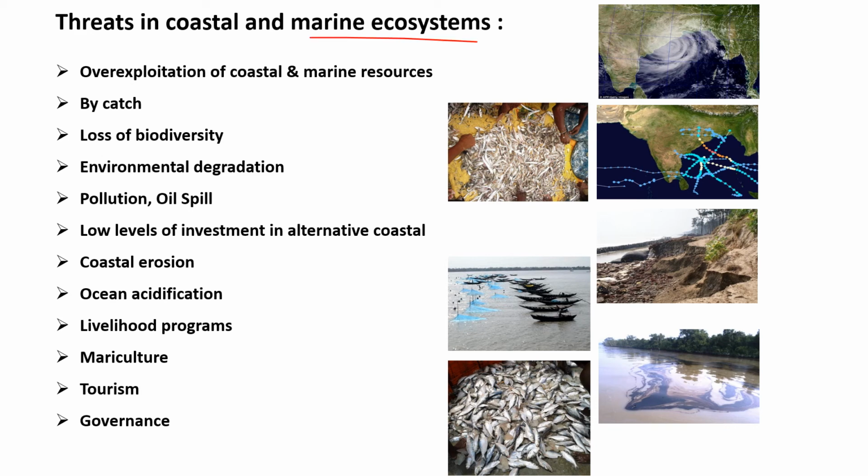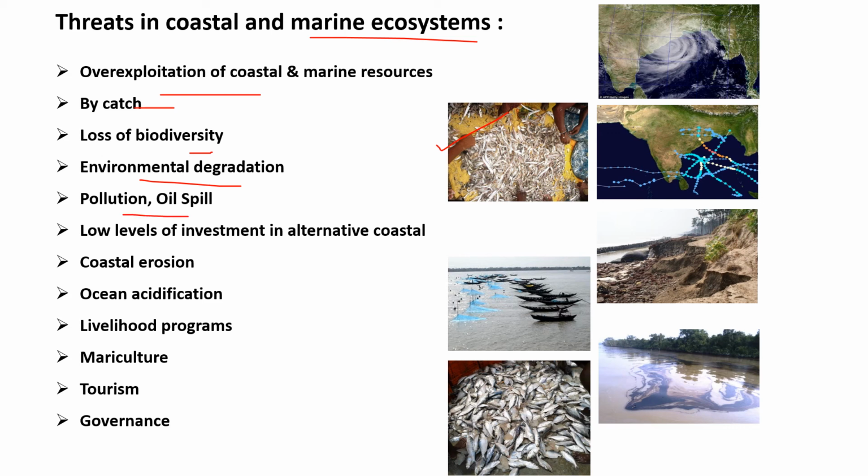The threats can be divided into natural and anthropogenic, but anthropogenic threats are much more dominant than natural threats. Overexploitation of coastal and marine resources is the main threat nowadays in the marine ecosystem. Bycatch, so we want to catch a particular species, but along with this species lots of bycatch is caught, and this is a loss of biodiversity. Environmental degradation is due to this overexploitation, and habitat degradation and fragmentation of the habitat. Lots of things are there. So nowadays we are hampering the marine ecosystem.